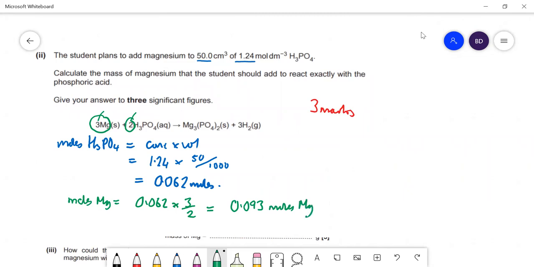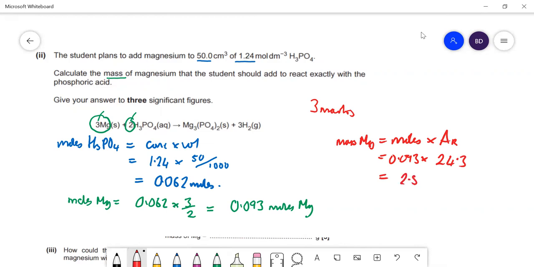And the question is asking us the mass, okay? So the mass of Mg is equal to the moles multiplied by the MR, or the AR, atomic mass of magnesium. 0.093 multiplied by the AR of magnesium, which is 24.3, gives us 2.599 grams. Right, but we've got to give our answer to three significant figures, so we should call that 2.60 grams is our final answer.